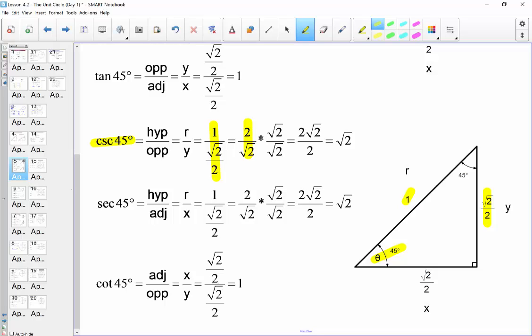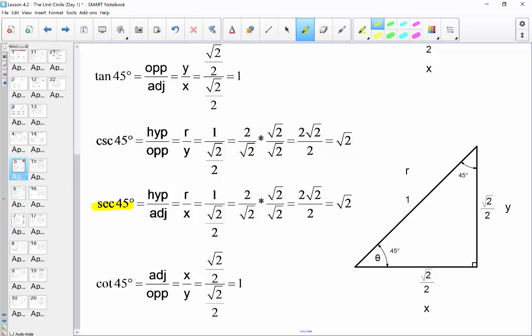To do that, we can multiply the numerator and the denominator by square root of 2 over the square root of 2. And the result is 2 times the square root of 2 over 2. The 2's cancel in the numerator and denominator, and we're left with the square root of 2. So the cosecant of 45 degrees is the square root of 2.